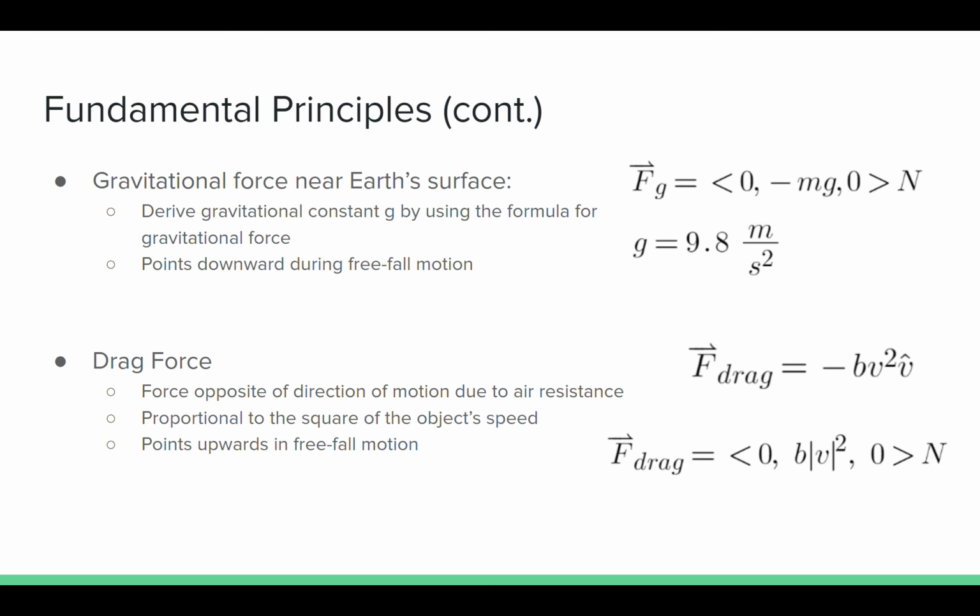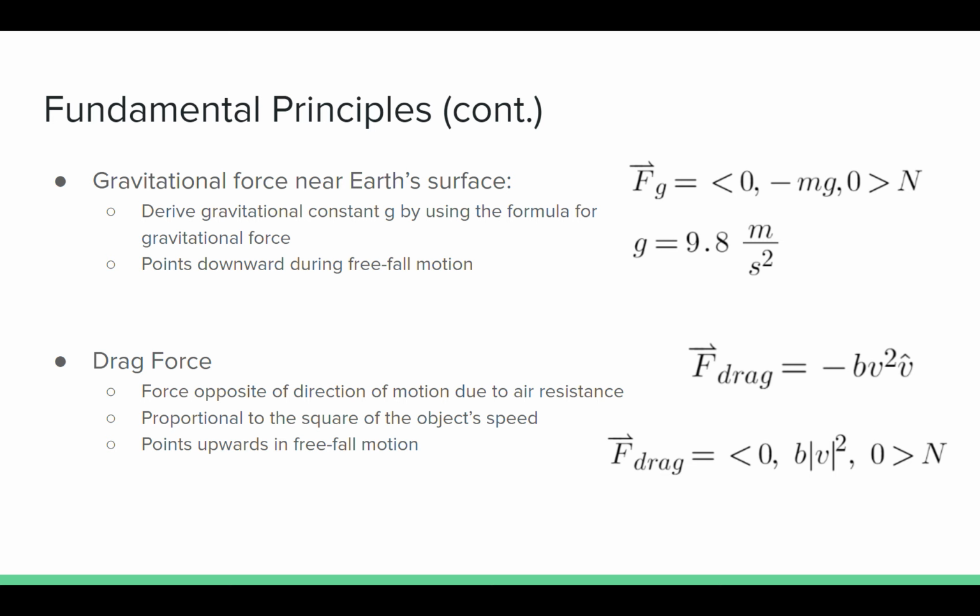the gravitational constant g in the negative y direction. We derived the gravitational constant g by using the formula for the gravitational force, and it turns out to be around 9.8 meters per second squared. And this gravitational force points downward during free fall motion.